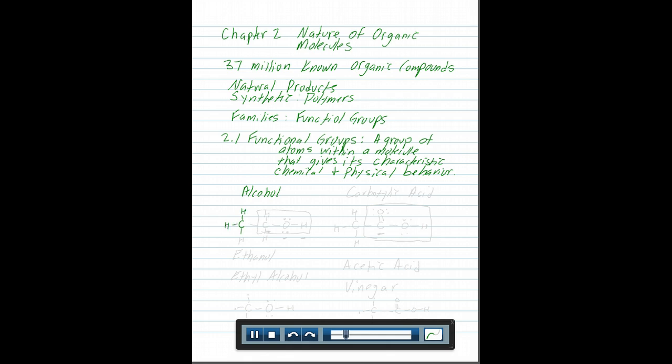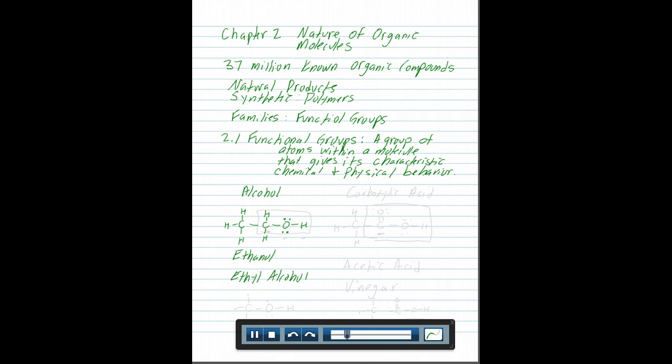I'll draw out the structure for you. It's a 2-carbon chain, which we will talk more about in this chapter. And you have an oxygen with a hydrogen. Your oxygen, remember, has 2 lone pairs. So this is called ethanol or ethyl alcohol. That's a common name. We'll talk about naming in this chapter.